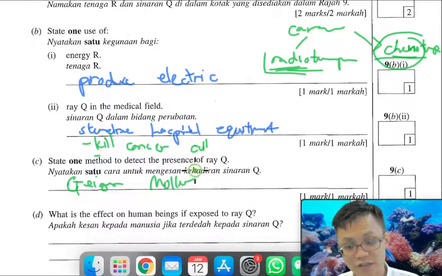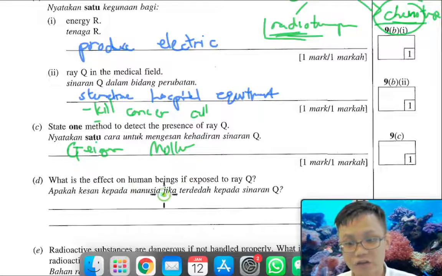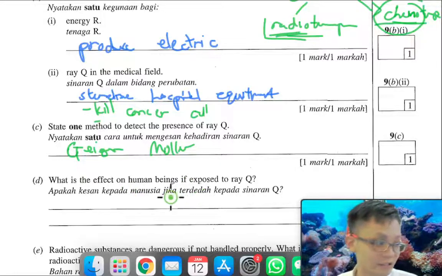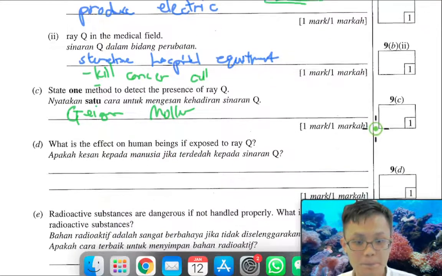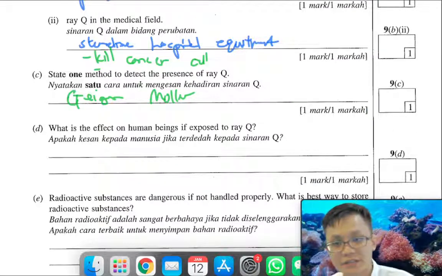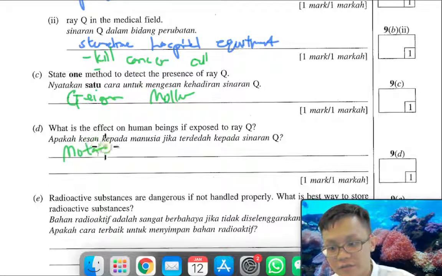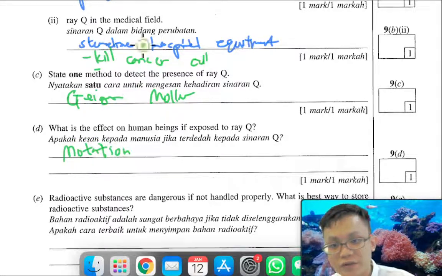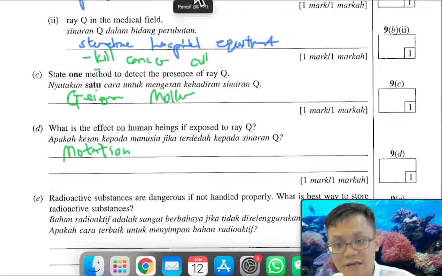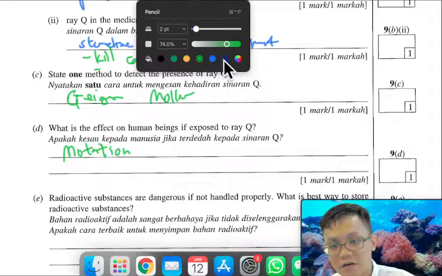What is the effect on human beings exposed to radiation? What is the effect? Mutation. Mutation, very good. So mutation is usually not something good lah. It will cause a lot of problems.